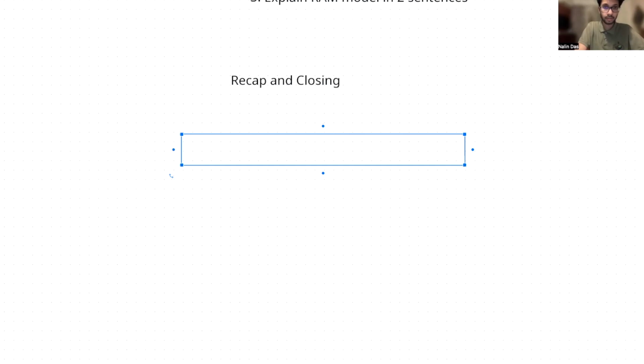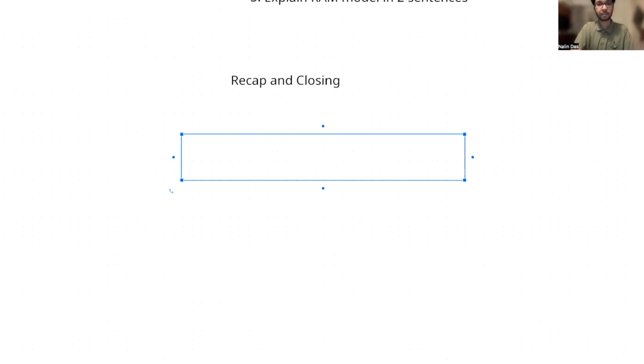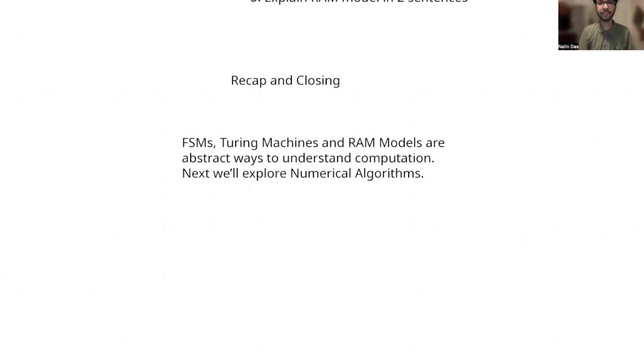So to recap and close, we have some of the following that we had gone through in this lecture. We went through FSMs, Turing machines, and states and transitions. We also took a look at some examples that were key to understanding the problem. So to recap and close, FSMs, Turing machines, and RAM models are abstract ways to understand computation. Next, we'll explore numerical algorithms.